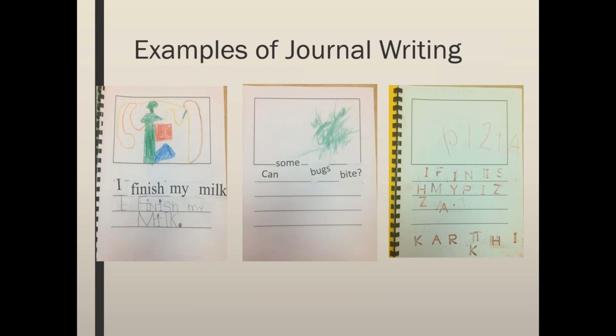The student in the middle attempted to draw a picture that supported her sentence. And you can see the one on the end, the student was still accessing letter stamps to create his sentences. So, making journal writing as personable as possible.